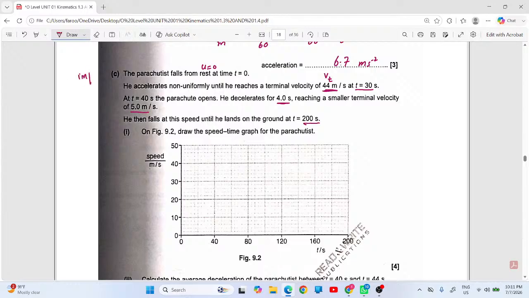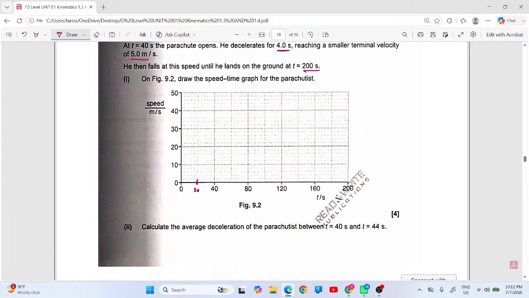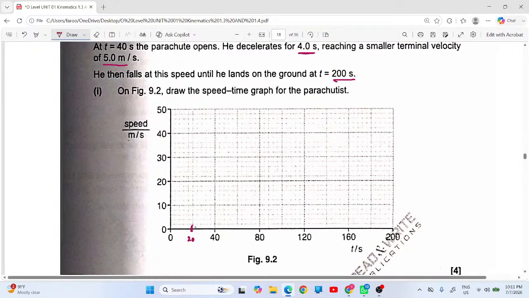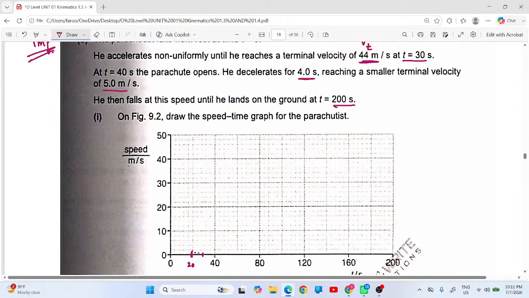This is a very important question, 4 marks. So how will the students draw it? From 0 to 30 seconds he will attain terminal velocity. He accelerates non-uniformly until he reaches a terminal velocity of 44 in this much time.